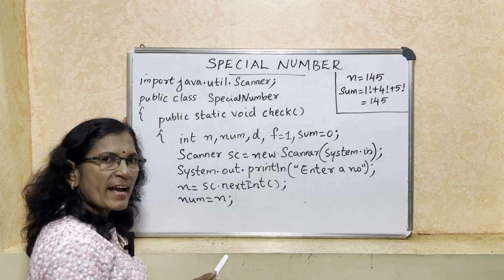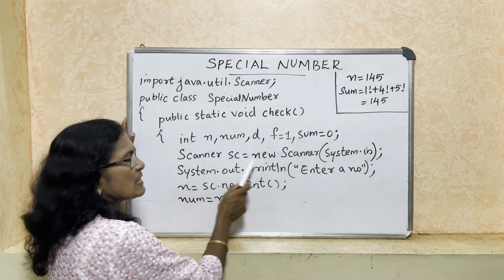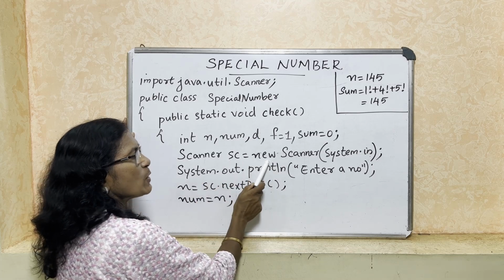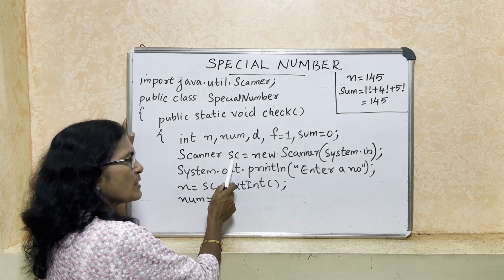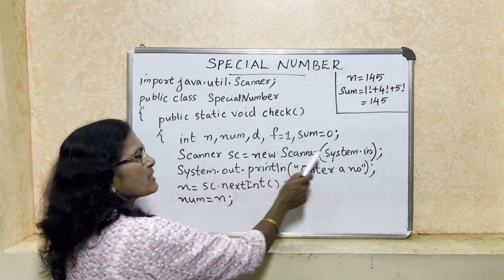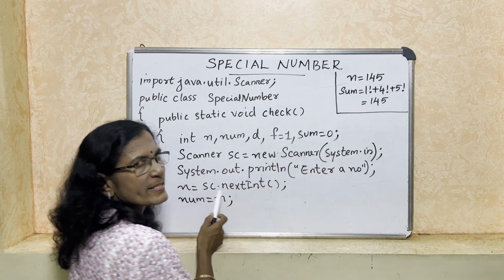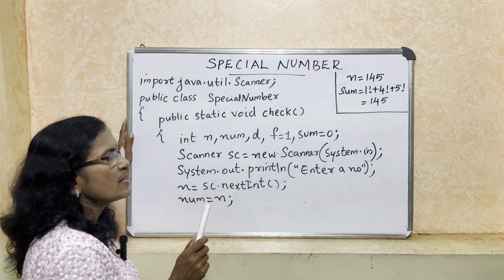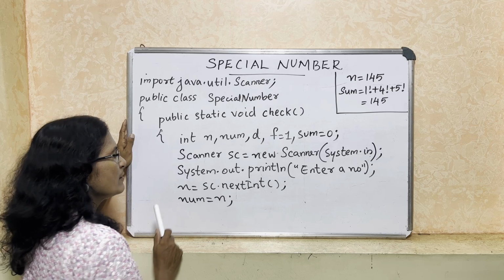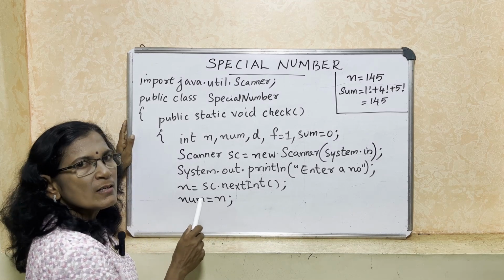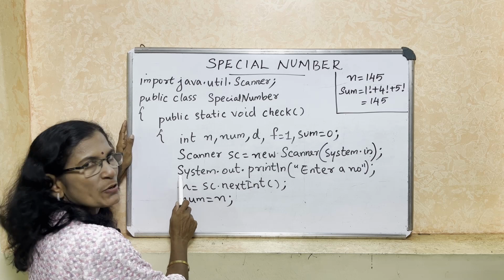Now, as we have to accept the input from the user, the Scanner class object is declared. Scanner sc = new Scanner(System.in). The Scanner class object sc is connected to your system's default input device. System.in represents the default input device of your computer. Now, let's display a message to the user.